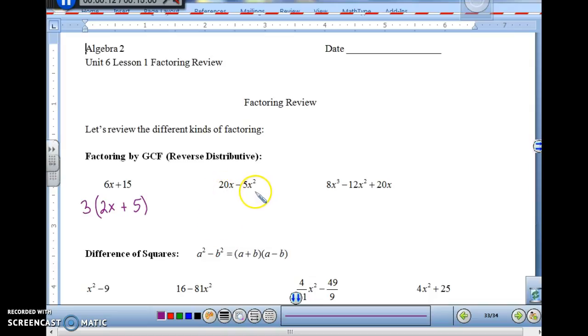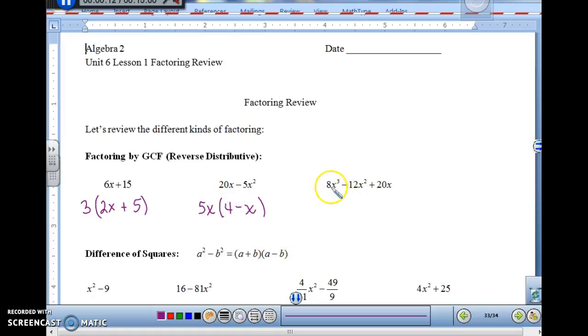Now, remember, a GCF can be a number, a variable, or a number and a variable both. So 50x minus 5x squared, what's your GCF? Well, number-wise, we can take out a 5 on both of these, and we can also divide out an x. So your GCF is actually going to be 5x. When I divide out the 5x, 20x divided by 5x is 4. 5x squared divided by 5x is minus x. 5x times 4 minus x is the factored form of 20x minus 5x squared.